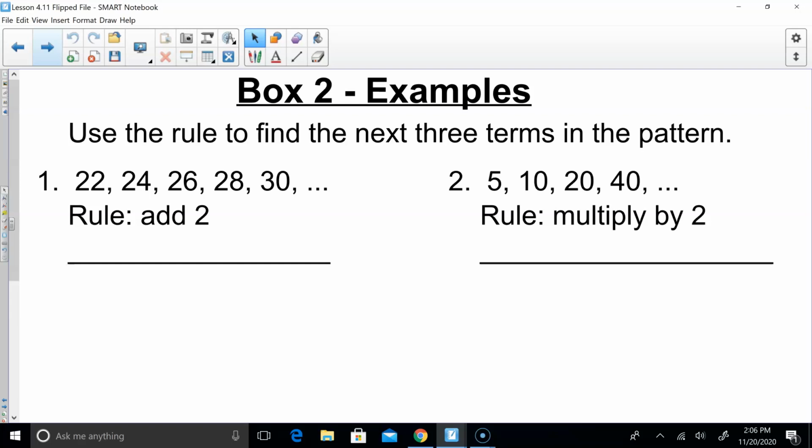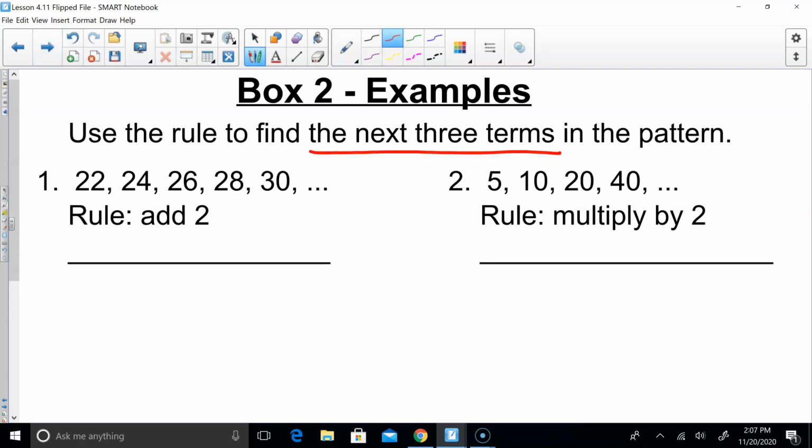So we're going to use the rule to find the next three terms in the pattern. So notice it says 22, 24, 26, 28, 30. My guess, if you were thinking about those numbers I was saying, you didn't even need to look at the rule because you knew the rule was you're going to add 2. So we need to find the next three terms. A term is, this is considered a term, this is a term, this is a term. So each individual part is considered a term, so we need the next three terms for adding 2. So we would go 30, then we go 32, 34, 36. Those would be the next three terms if we were following the pattern and the rule of add 2.